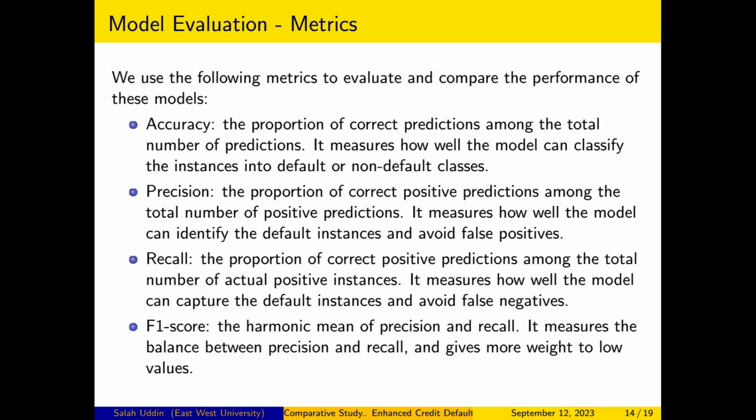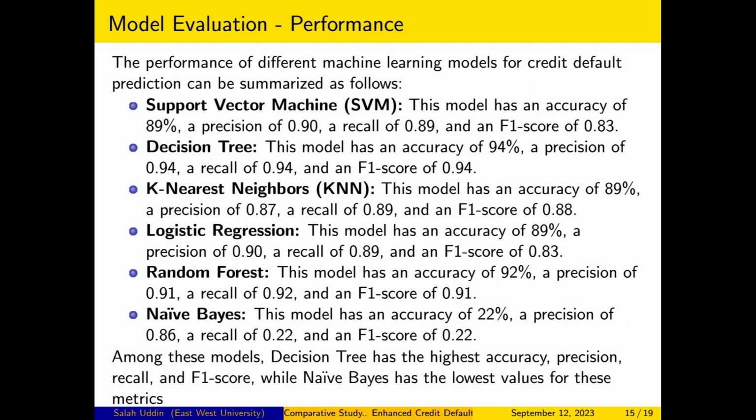Recall, the proportion of correct positive predictions among the total number of actual positive instances. It measures how well the model can capture the default instances and avoid false negatives. F1 score, the harmonic mean of precision and recall. It measures the balance between precision and recall and gives more weight to low values. The performance of different machine learning models for credit default prediction can be summarized as follows.